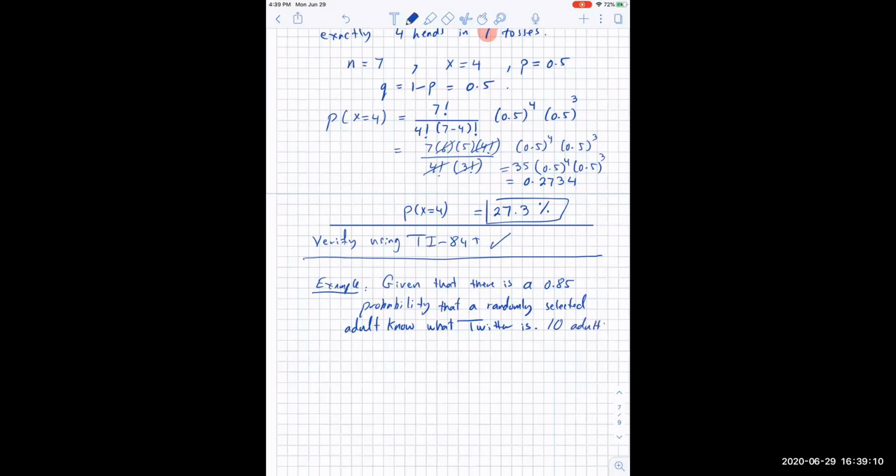Ten are selected at random. Find the probability that at least 7 out of 10 know what Twitter is.